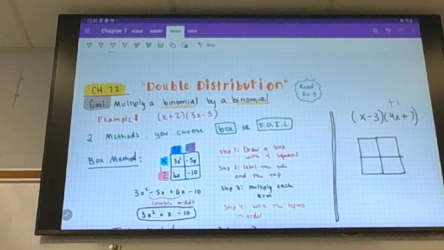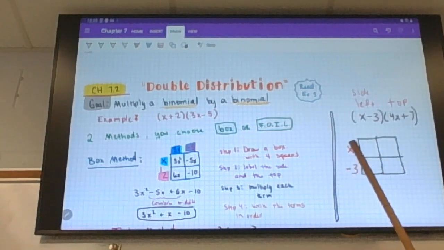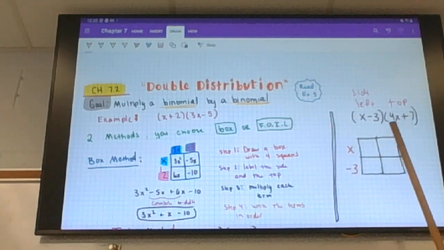Let's label it. This one's gonna be the top. This one's gonna be the left side. Okay, so I'm gonna put x minus 3. The first one goes to the side of the window, the curtain side, and then this goes on the top side.